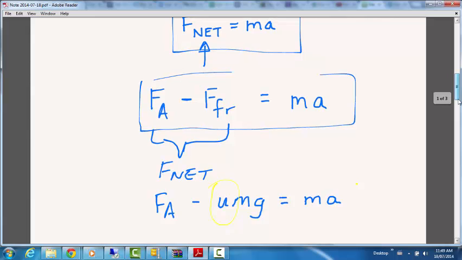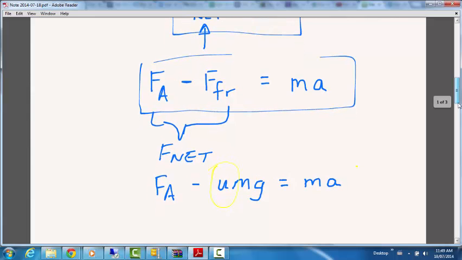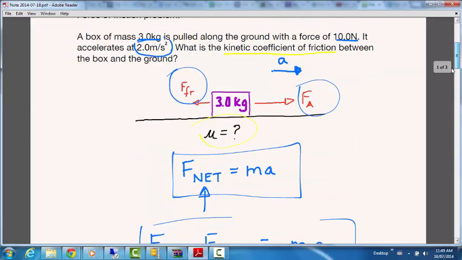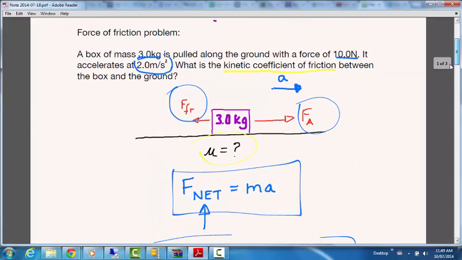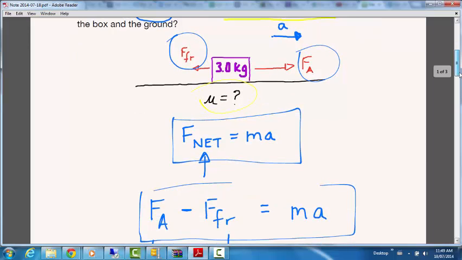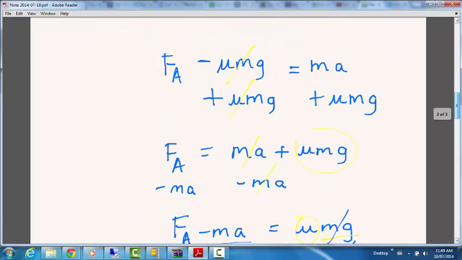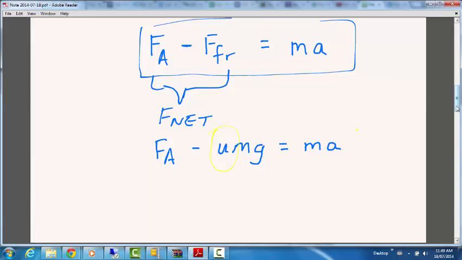Now, in this problem, again, it depends upon what the question is, but if we refer back to what the question is, what is the kinetic coefficient of friction? In other words, what's this mu? Well, we can find the mu by simply isolating for it in the equation. So we want to, first of all, isolate for the term that contains the mu. So how do we do that?